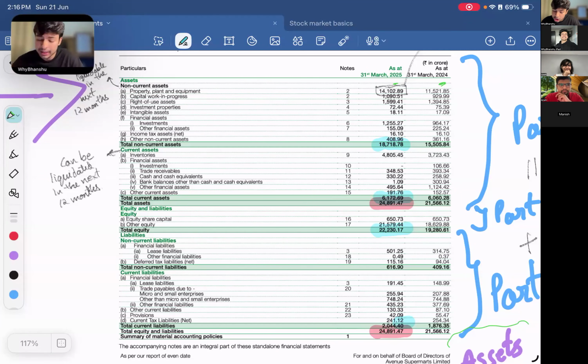Thanks for highlighting it. So we were talking about how assets, which is this number 24,891, always match equity and liabilities.